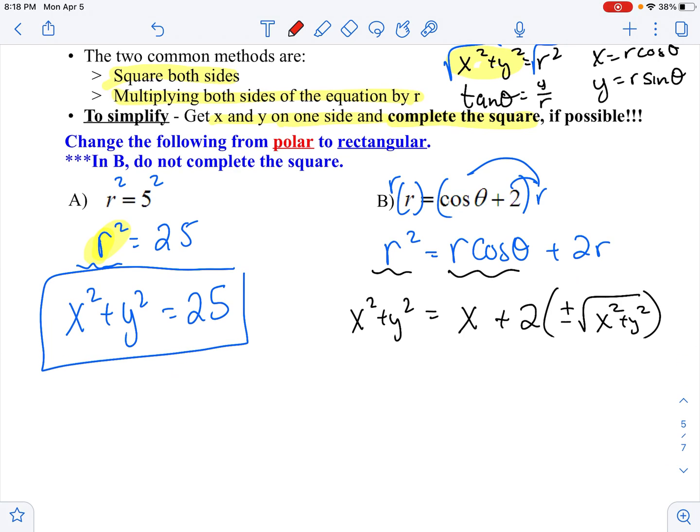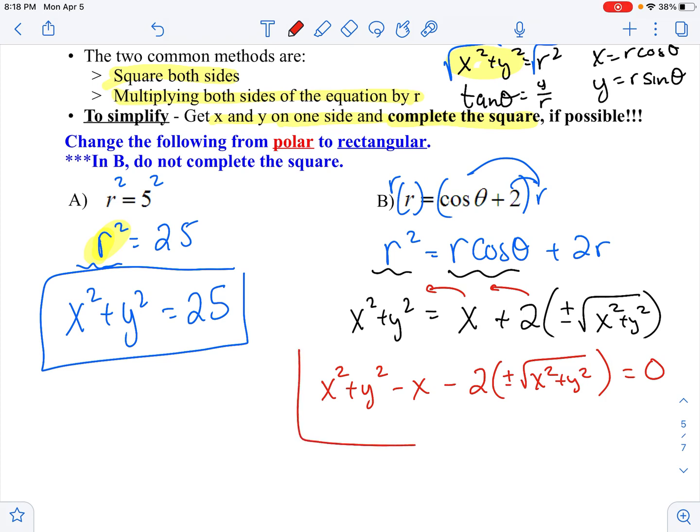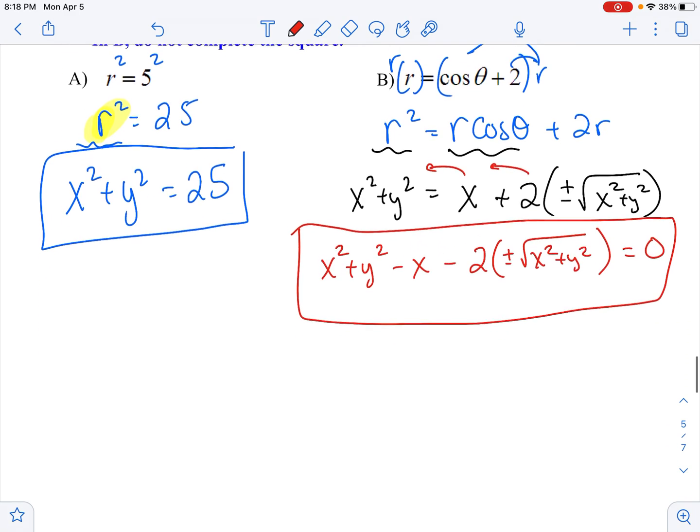All right, so we do like to get the x's and y's on one side, so I could move both of those to the other side. So I get x squared plus y squared minus x, and then minus 2 times plus or minus the square root of x squared plus y squared, and that's equal to 0. Again, that is a pretty ugly equation. There is really not much we can do with that. I know I did mention completing the square if possible, but this is a situation where I would not complete the square.